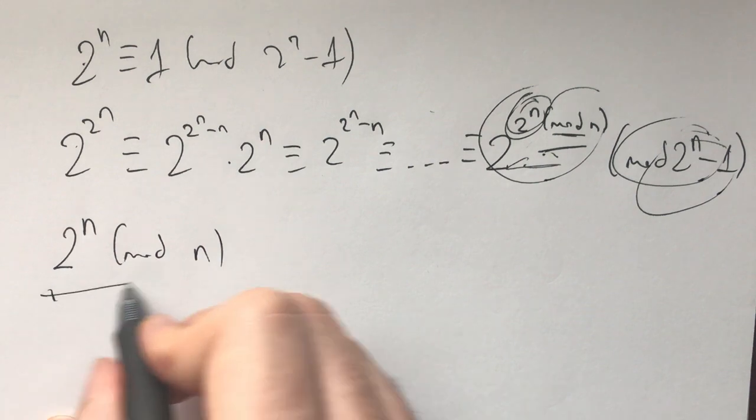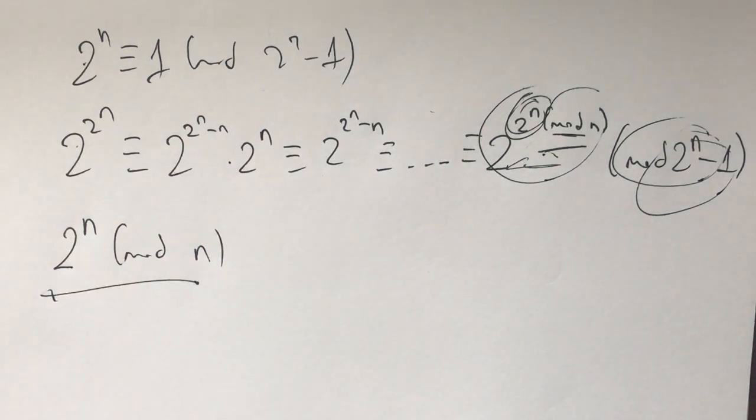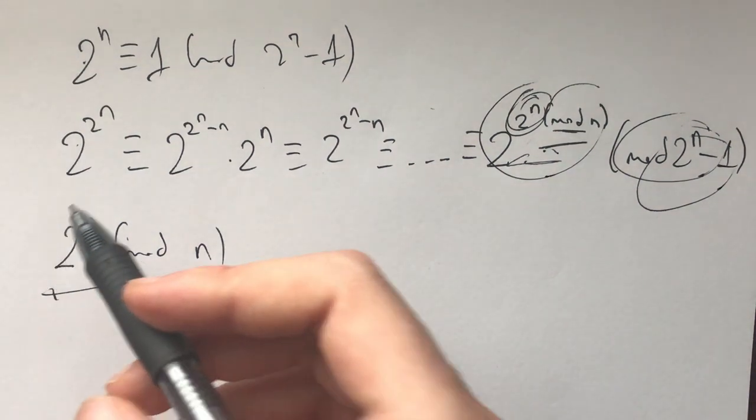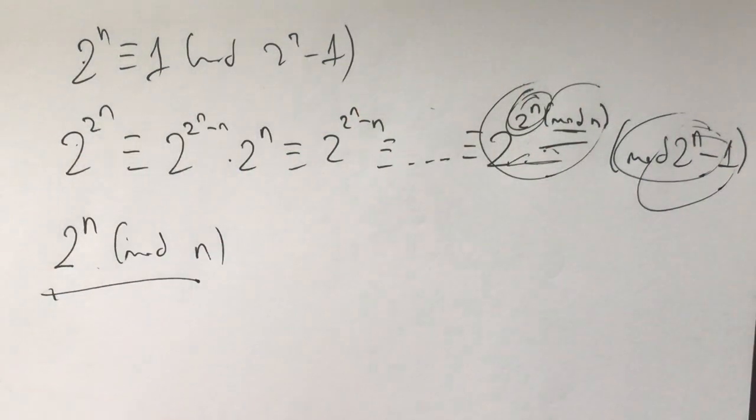If this number is always even, then the problem statement is true. If we find one such that this is odd, then we've also finished the problem, since we've found a counterexample. And now, for evens, we're done.